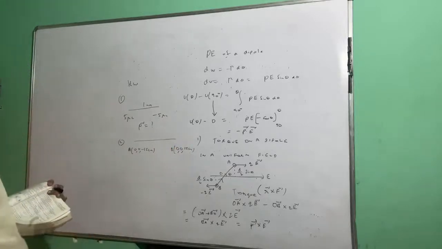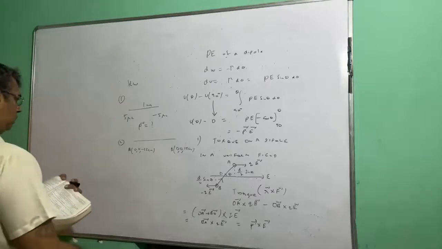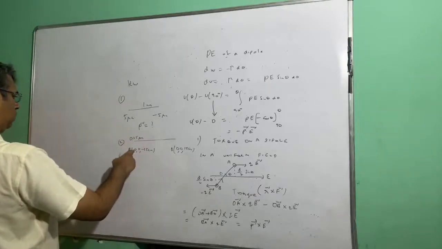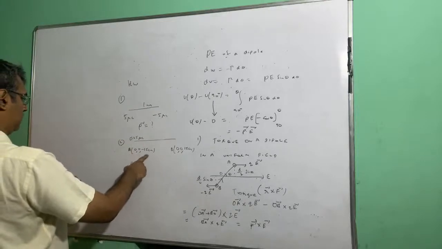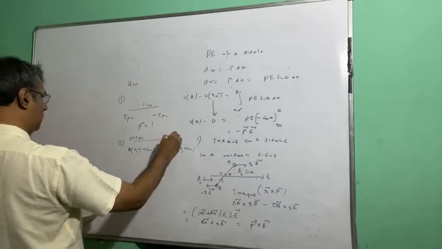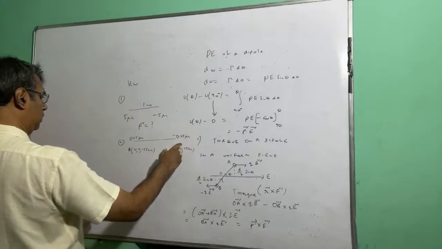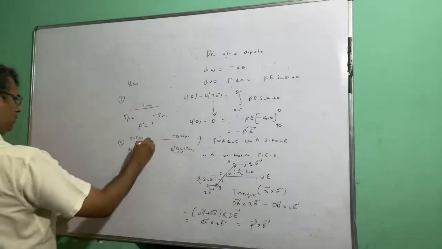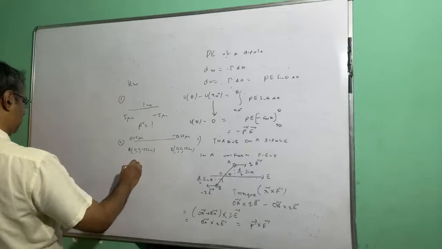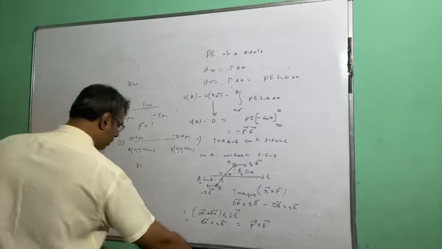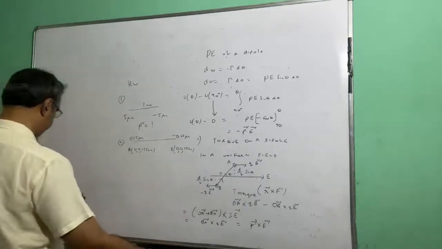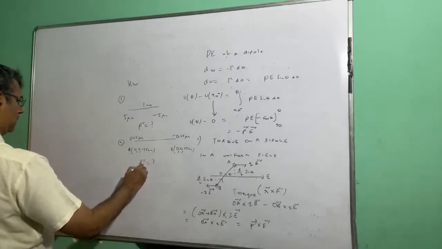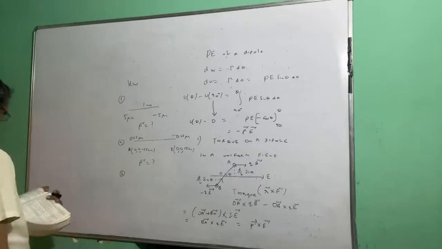Number 2: there are two charges, 0.25 microcoulomb kept at (0, minus 15) and minus 0.25 microcoulomb kept at (0, 15). You have to find the dipole moment of this system. This is homework question number 2.